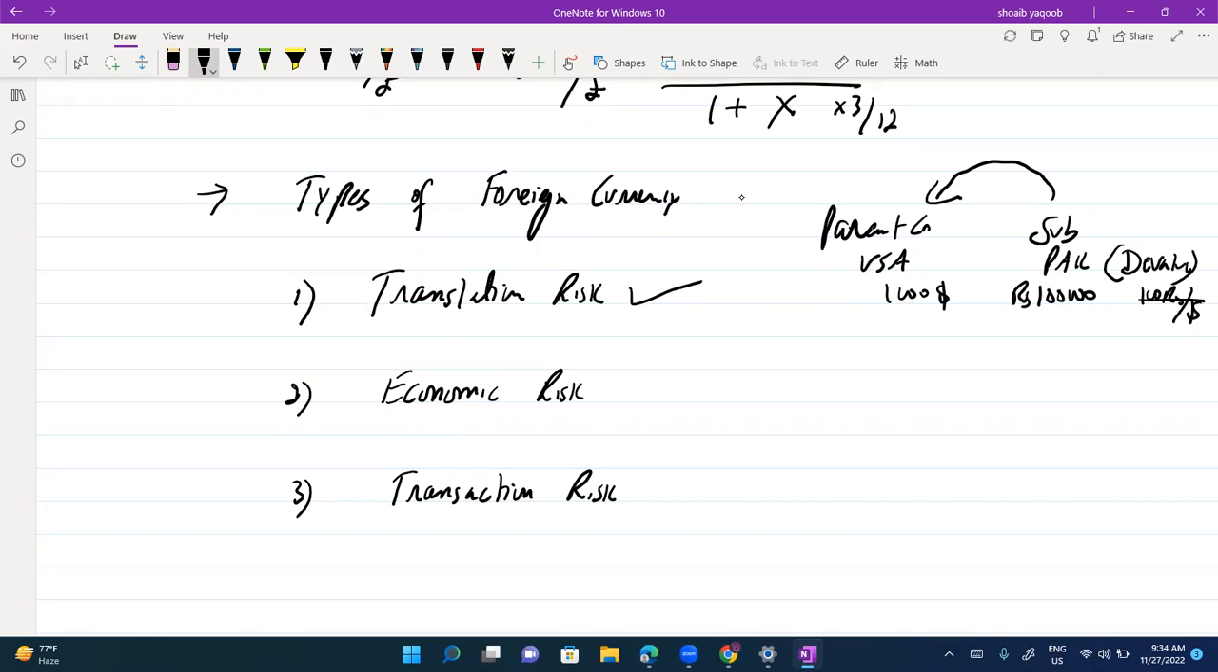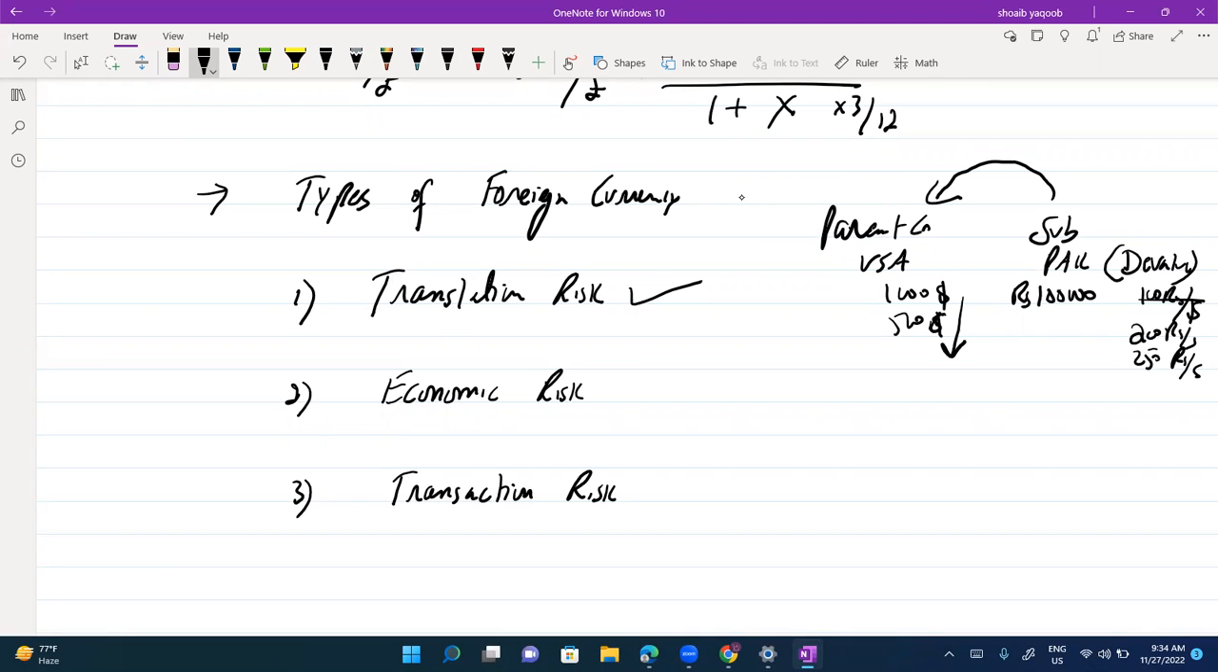In next year, Pakistani currency moves to 200 रुपी, तो ये आपके पास बन गया 500 रुपए, $500. And next time when Pakistani currency moves to 250 rupee per dollar, so slowly the subsidiary assets, once converted into dollar, it starts moving downward. That is translation risk. So what is the solution of translation risk?